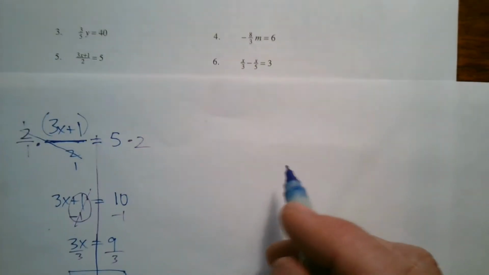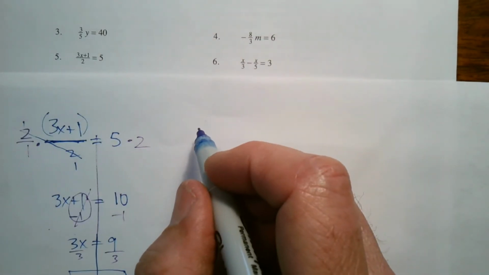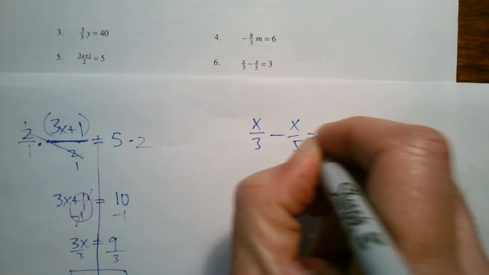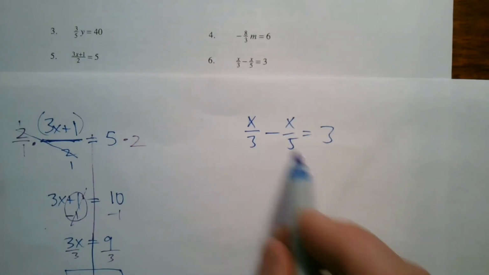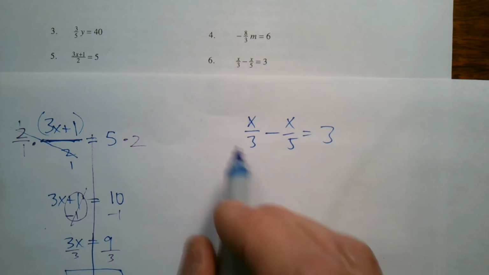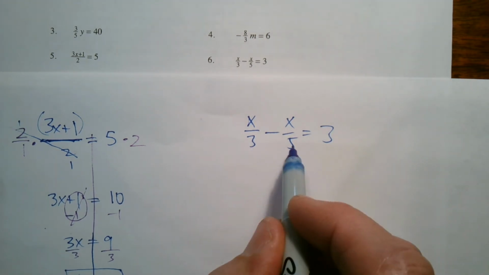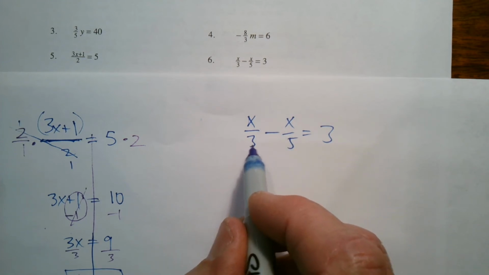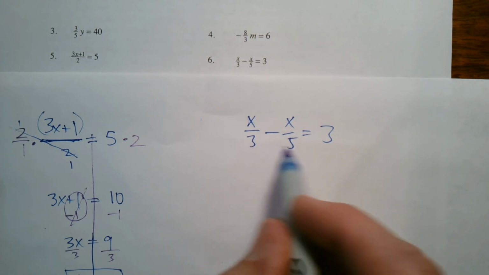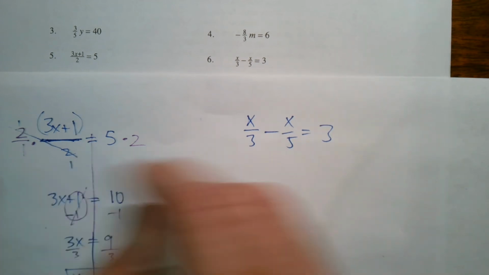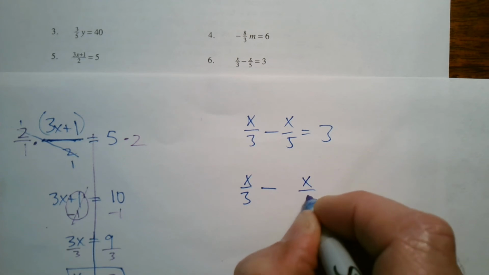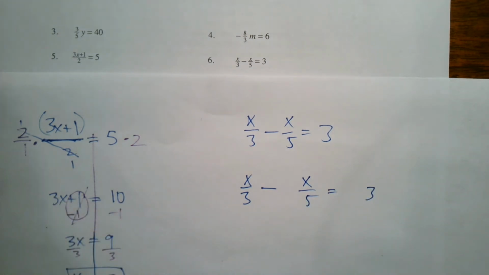Okay, last one. I wanted to show you this one as well, because here you've got two different fractions. Again, it's x over 3 minus x over 5 is equal to 3. I have to get rid of both the 3 and the 5. I can't just multiply by 3, because that'll cancel this one but not this one. I can't multiply just by 5, because it'll only cancel this one and not that one. So what is a multiple of 3 and 5? Well, 15 is.